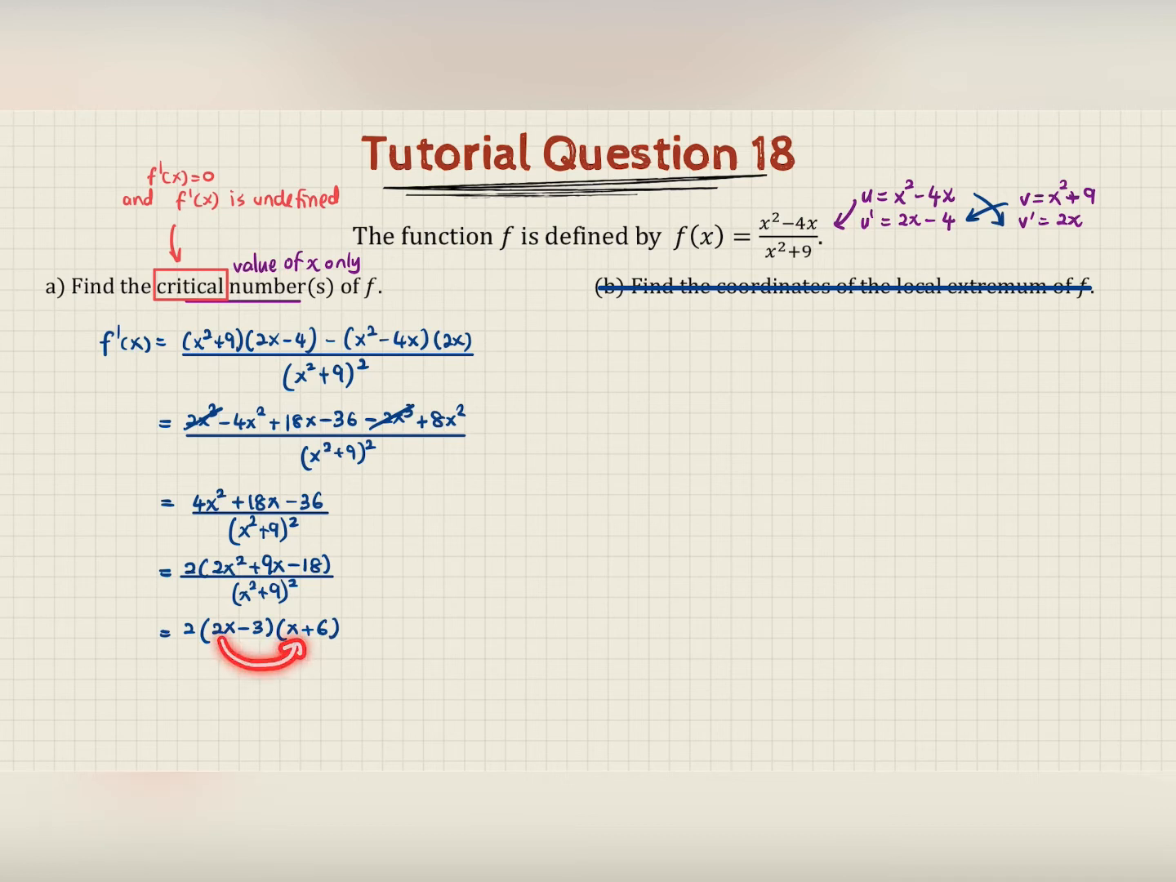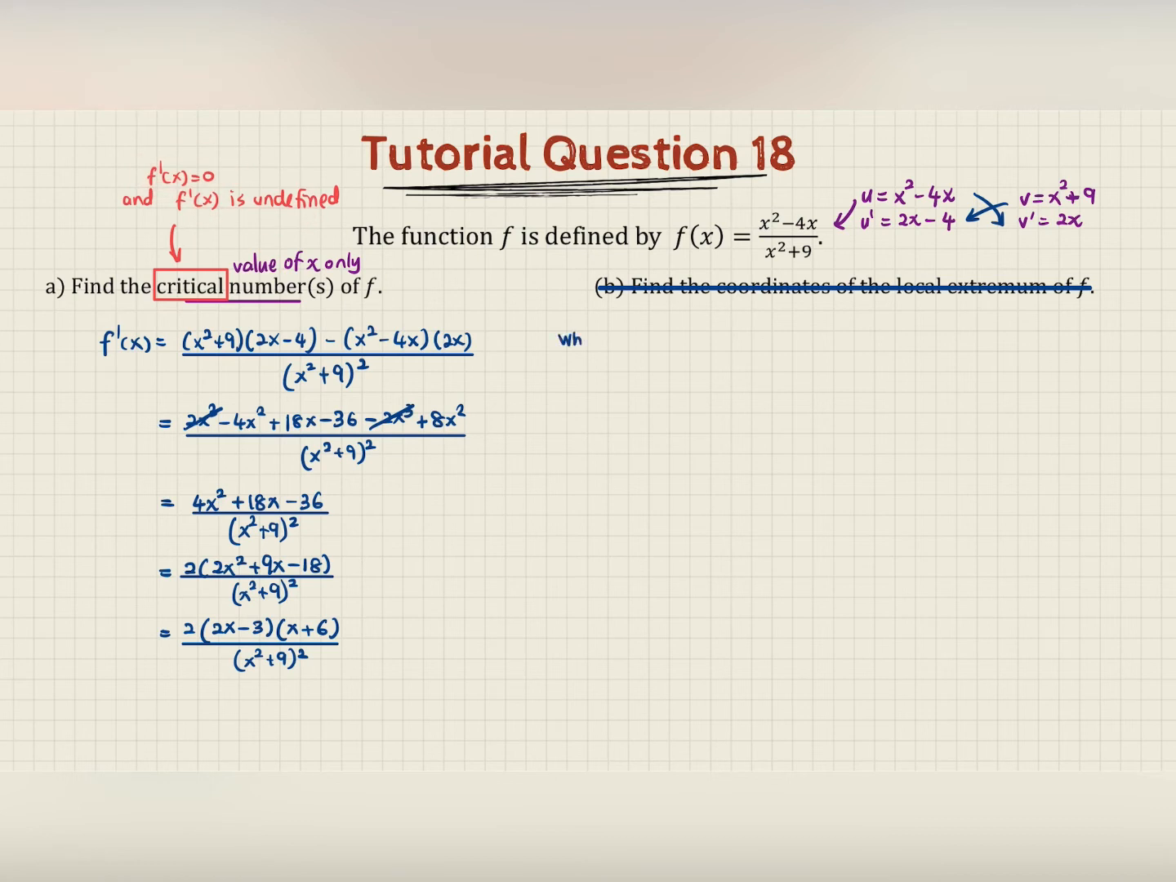2x squared ni dapat 6, 12 tolak 3 dapat 9 and negative 3 darab 6 dapat negative 18. Okay, so settle. So here over x squared plus 9 squared. Okay, so this is our first derivative. Okay, ingat kita nak kena gunakan these two conditions, f prime x equals to 0 and f prime x is undefined.